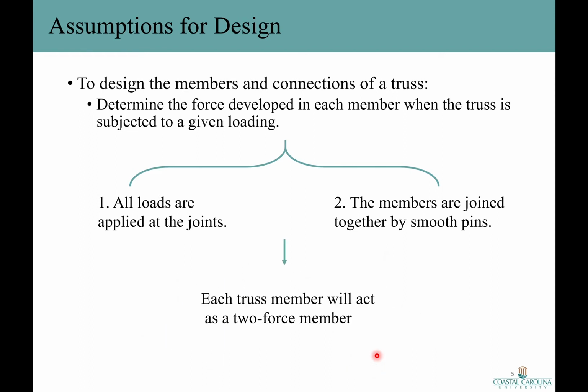Because of these two assumptions, each truss member will act as a two-force member, and therefore the force acting at each of the member will be directed along the axis of the member. If the force tends to elongate the member, it's a tensile force. We show it with a capital T. And if it tends to shorten the member, it is a compressive force, shown by capital C.